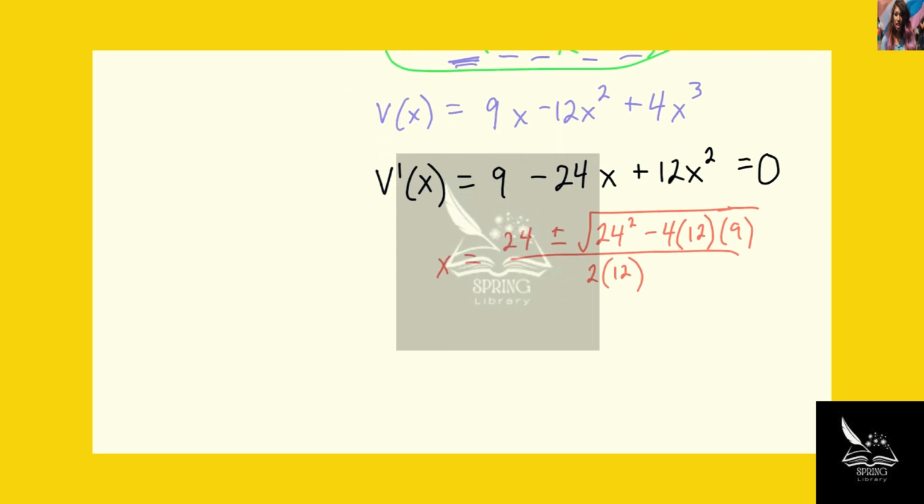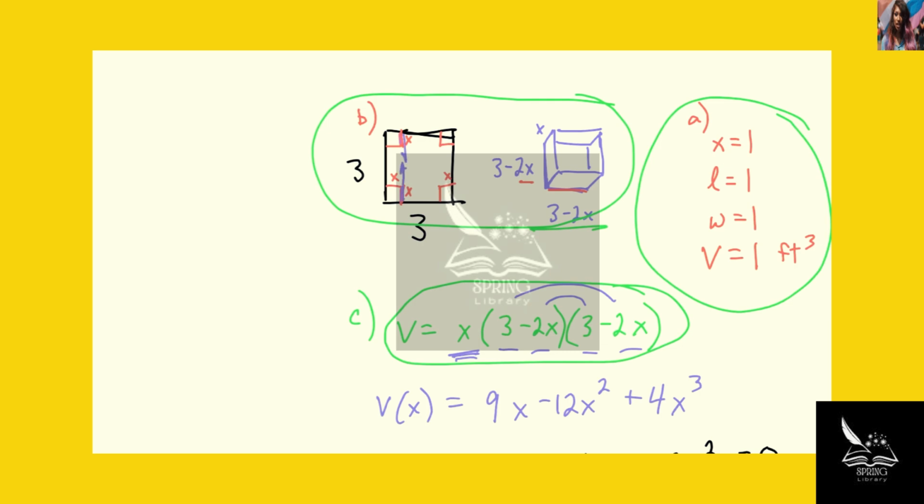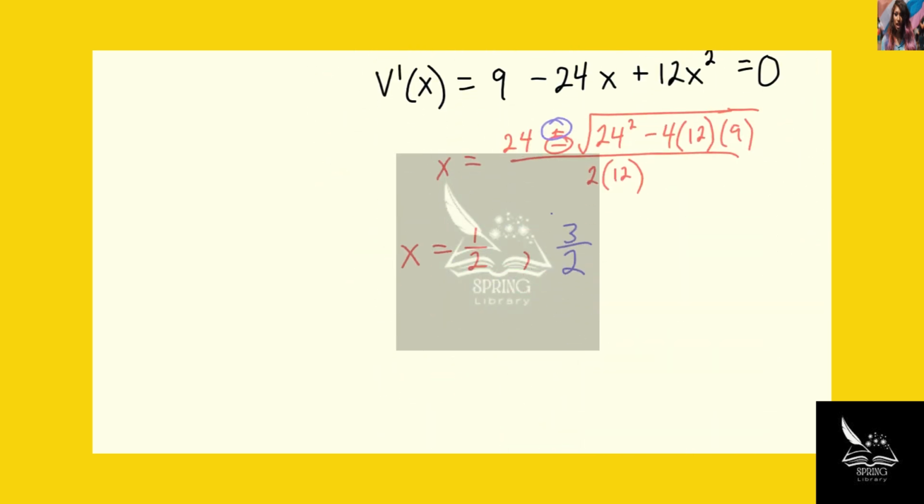So I actually get a couple of answers. When I did the minus, I get 1/2, because when I did the plus, I got 3/2. But think about why that doesn't make sense: if you cut 1.5, 3/2 on each side, you actually have no volume. So this answer doesn't make any sense.